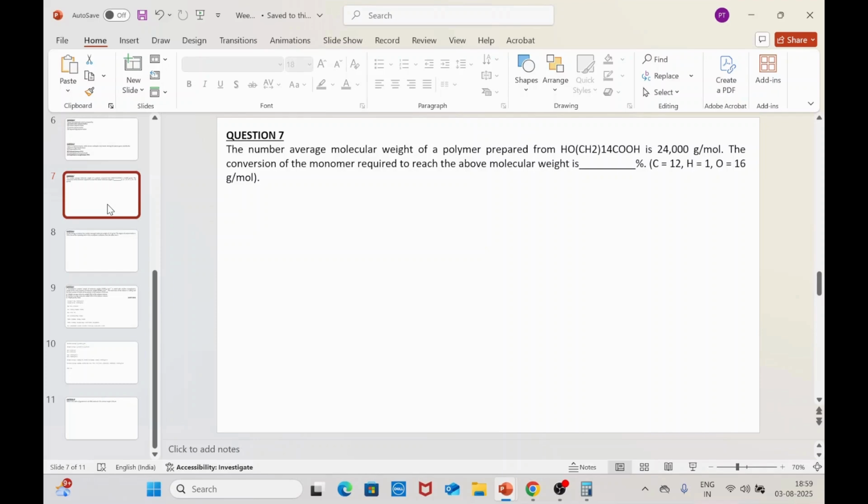So p is the extent of reaction, and if you calculate the p, then you will be able to calculate how much is that conversion of monomer, that percentage. So can you just tell me how much is the answer? I don't think it will take a lot of time to calculate this. I think it's just straightforward. The only thing you actually need to calculate is the molar mass of this one.